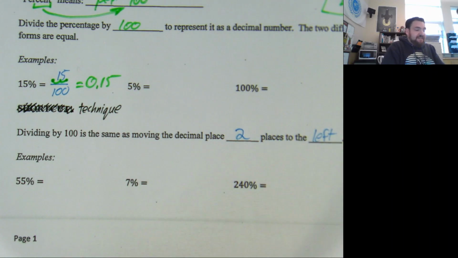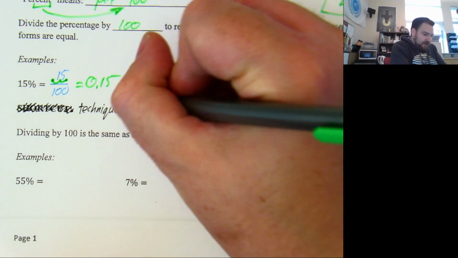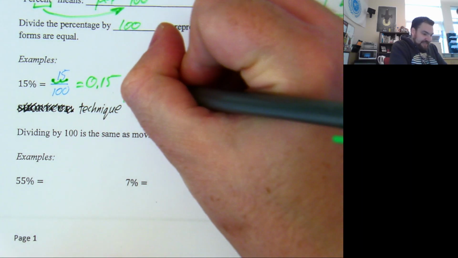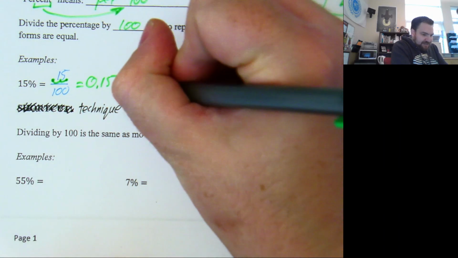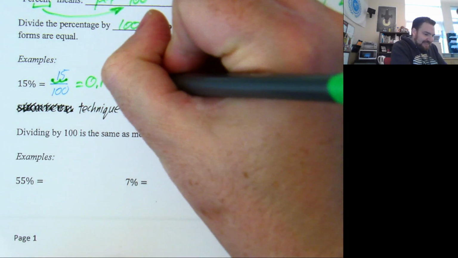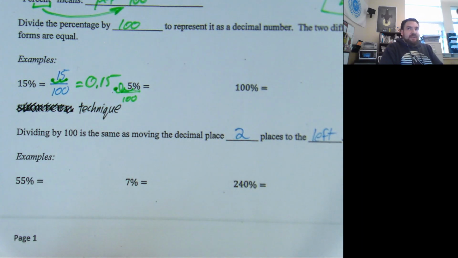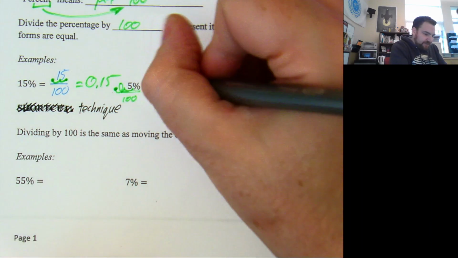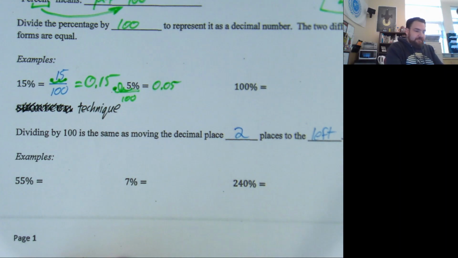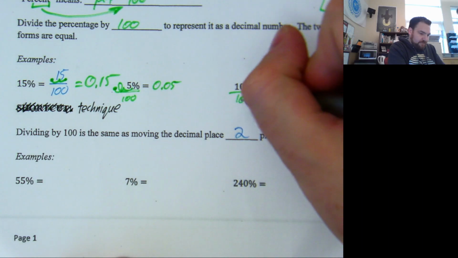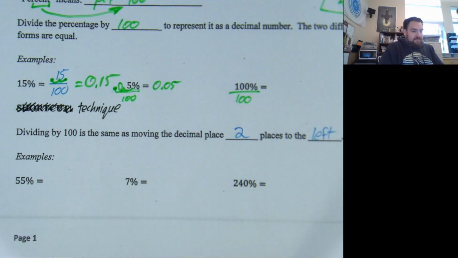So let's shortcut this. 5% then is going to be 5 over 100. The decimal that isn't there, I'm going to add to the right of the 5. I want to move it twice. And we add a 0 into any empty holes. That's going to become 0.05. And we're done. So what's 100% going to be then? It's going to be 1.